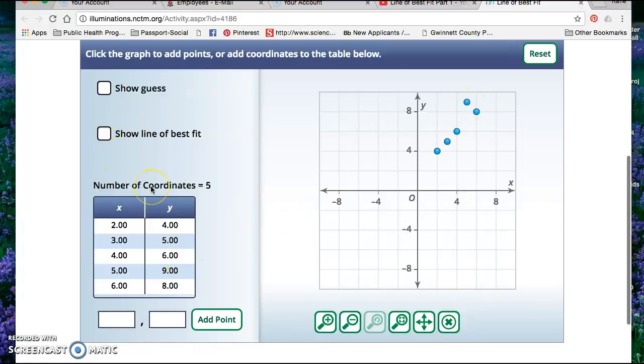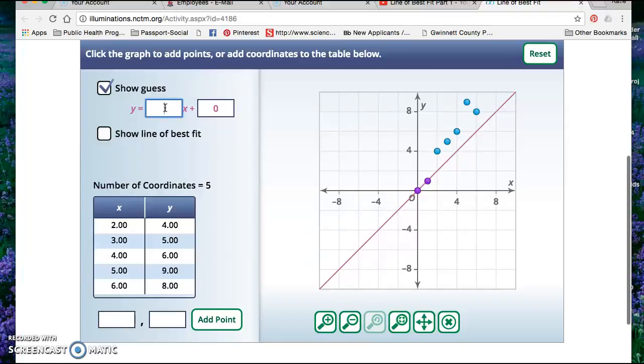So I would say if I had to draw a line of best fit, it would probably go somewhere right around here, right? So let's go ahead and show my guess. Now, before I even start my guess, I want you to look at what format this is: y equals blank x plus blank. Well, I know that this blank represents my slope. How do I know it represents my slope? Well, in y equals mx plus b form, m is representative of slope.